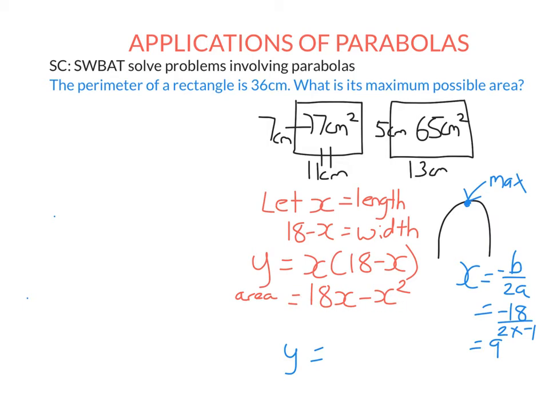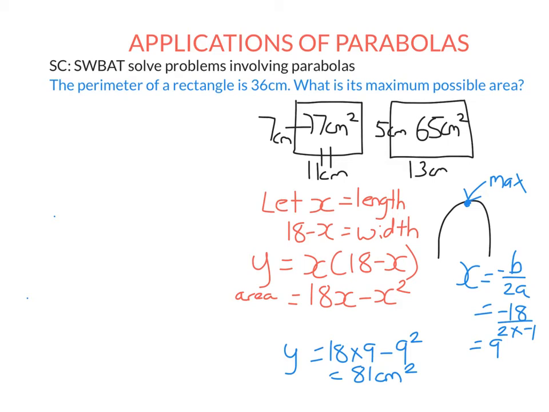So y would just be 18 times 9 minus 9 squared. We don't put brackets here because I'm not substituting x for a negative, I'm substituting x for positive 9. So if you put that on your calculator, you should get 81. The maximum possible area is 81 centimeters squared.